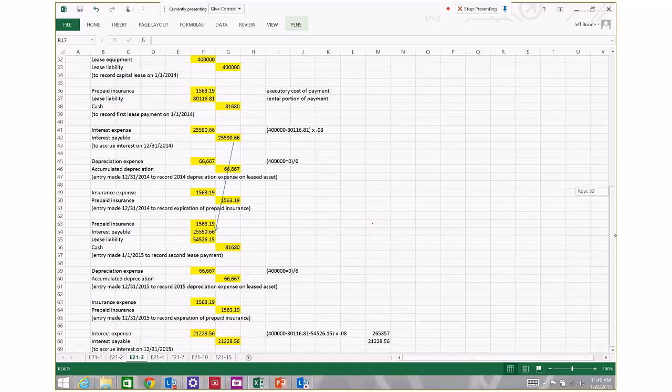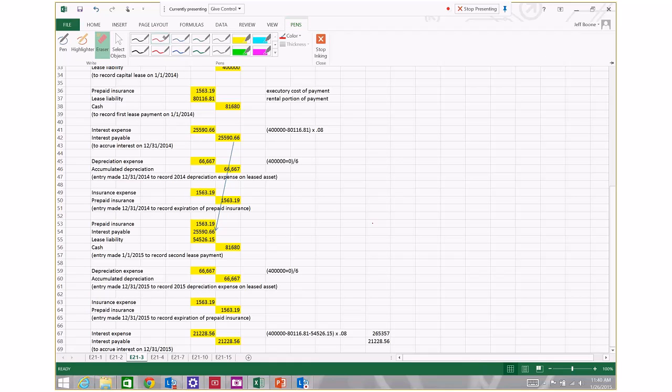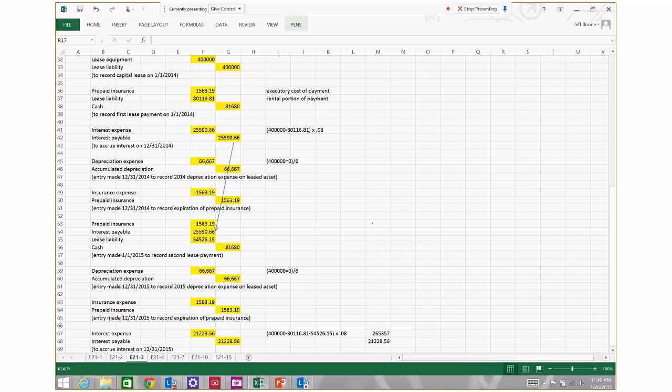In 2015, on January 1st, 2015, we need to record our second lease payment. Again, the lease payment amount is $81,680. Out of that $81,680, $15,633.19 is considered executory cost, and so we're going to debit that to prepaid insurance because that's what we're paying for according to the facts of the problem. That $15,633.19 buys us insurance coverage on this piece of equipment.